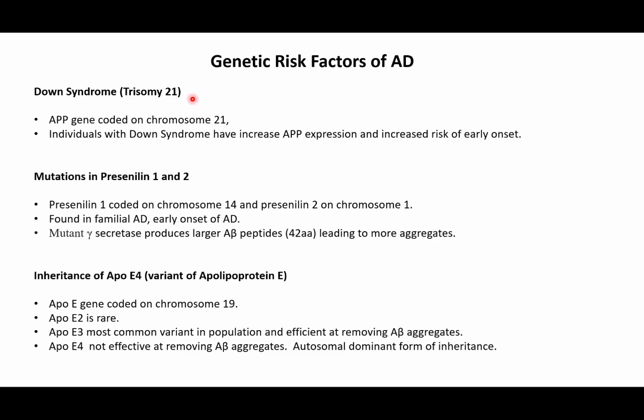Down syndrome individuals have an extra copy of chromosome 21. The APP gene is coded on chromosome 21, which is the reason why individuals with Down syndrome have a much higher probability of early onset of Alzheimer's. The numbers may have changed, but back in the day, if you had Down syndrome, by the age of 40, you had Alzheimer's.